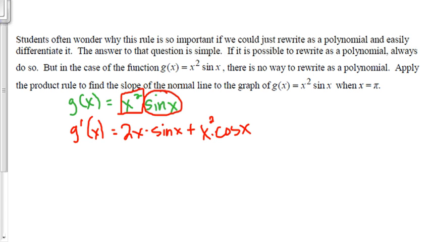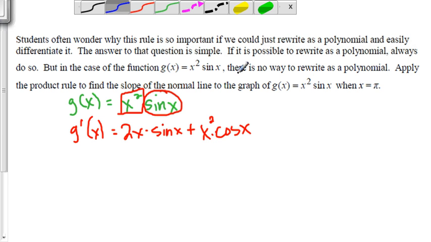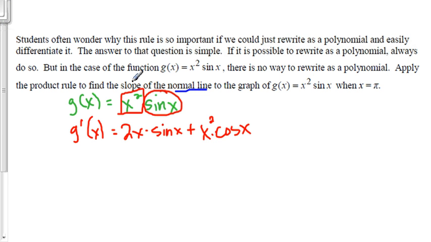Sometimes that's all we need to do. This question asks us to go a little bit further. They want to know the slope of the normal line. Well, the derivative is the slope of the tangent line. So when x equals pi, I'll be able to find the slope of the tangent line. And we know the normal line has a slope that's the negative reciprocal of the tangent line because they're perpendicular. So let's first find the slope of the tangent line here and then take the opposite reciprocal of that.